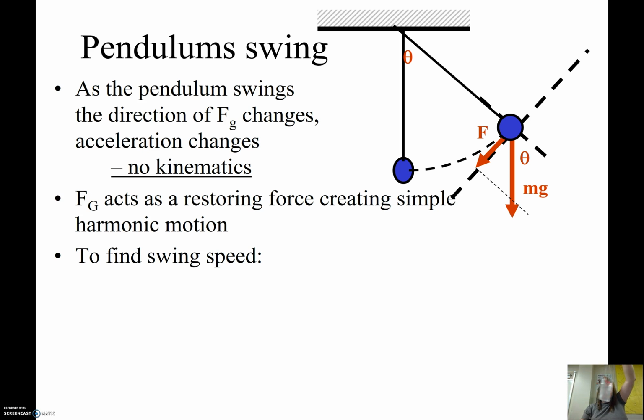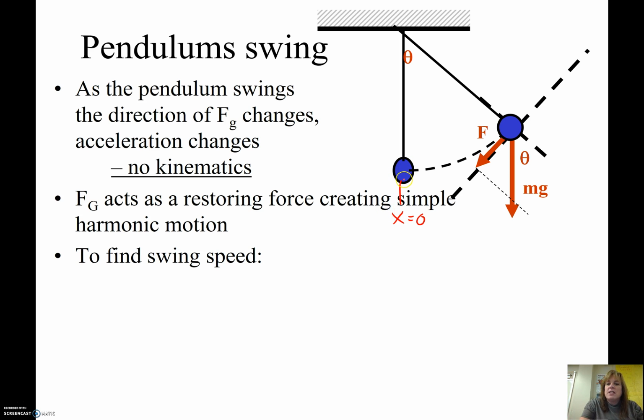So why does it swing? Well, because as soon as I pull it out to the side here, the force of gravity, which points straight down, now has a component which is trying to return it back to its equilibrium position. This would be my equilibrium position down here. And so if I pull it off to the side, the force of gravity wants to restore it back to the equilibrium position. So the force of gravity acts as a restoring force. So my pendulum will swing back and forth.